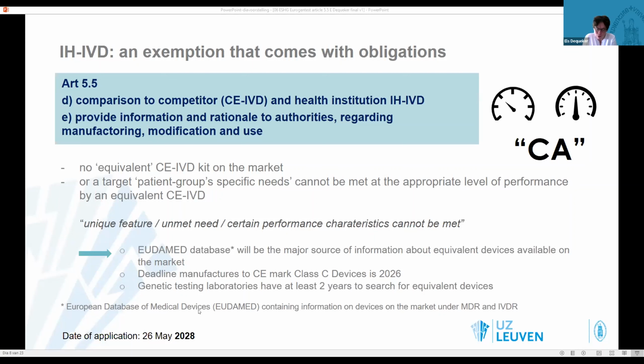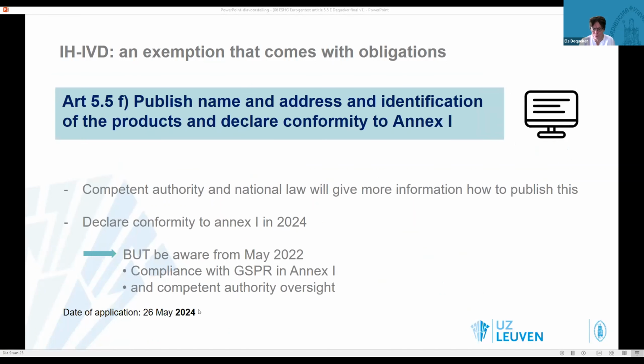But it's important that you look to this from 26, but you can only compare if you have already done your performance evaluation and if you have already your performance characteristics, so that you can compare them with what is on the market. And this is something that is mentioned in Annex 1. If we go to F, that's publishing in 2024, that we need to be compliant with this. We need to publish the name of our in-house device, the address of our organization, and the identification of the products, which different products are in our in-house kit. And we need to declare that we conform to Annex 1. So conform to Annex 1, in the coming slides we will come to this.